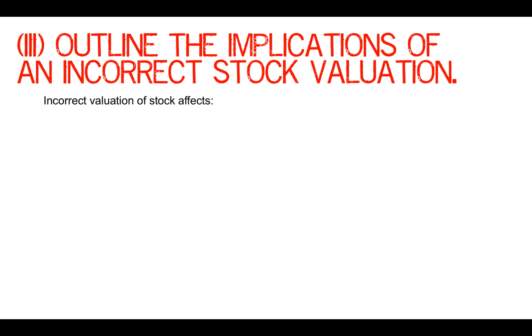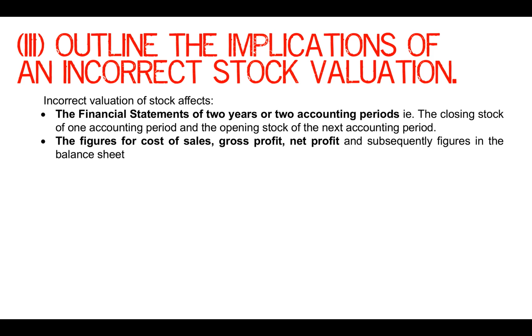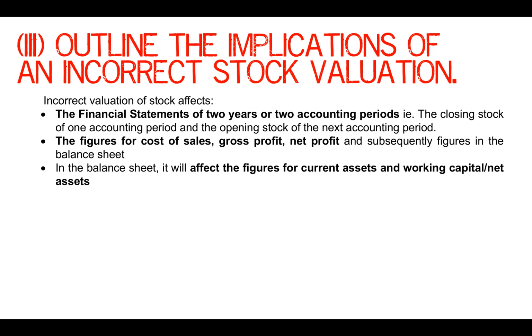So incorrect valuation of stock affects the financial statements of 2 years or 2 accounting periods. So it's going to affect the closing stock of 1 accounting period and the opening stock of the next accounting period. So think about your balance sheet and your current assets. You've got your closing stock. So that is going to be your opening stock in your trading profit and loss of your next year or your next accounting period. The figures for cost of sales, gross profit, net profit, and subsequently figures in the balance sheet. In the balance sheet, it will affect the figures for current assets and working capital or net assets.